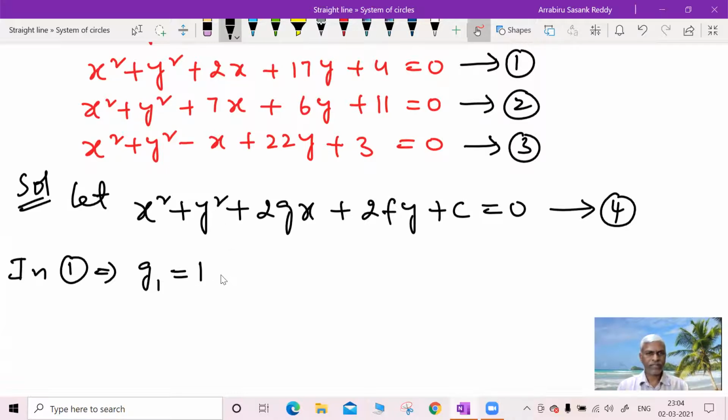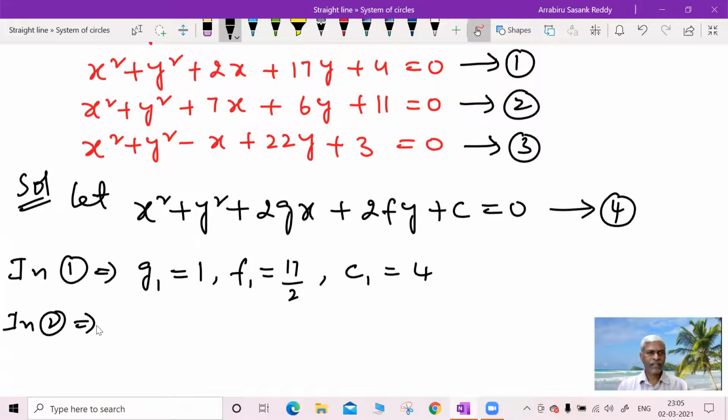Half of the x coefficient. F value, half of the y coefficient. I am writing direct, instead of taking 2g value, 2f value. C value is the constant.